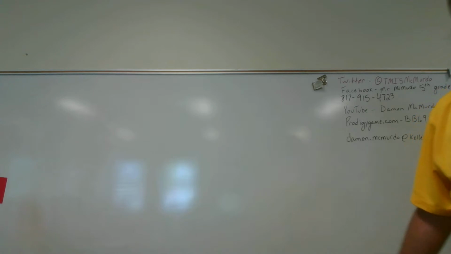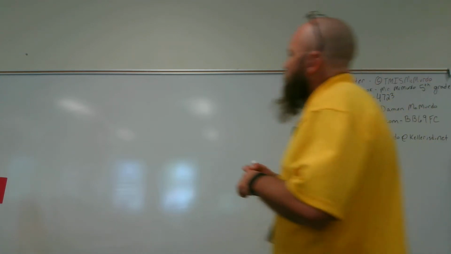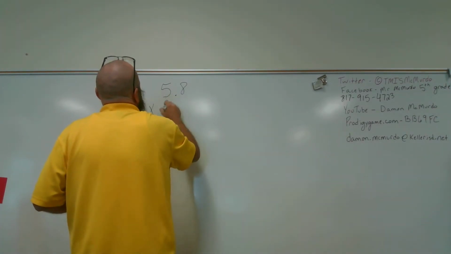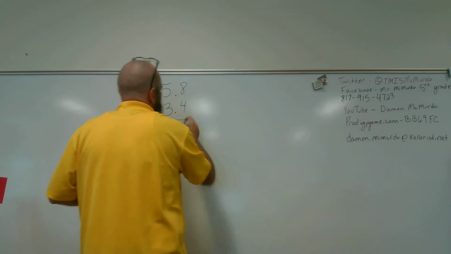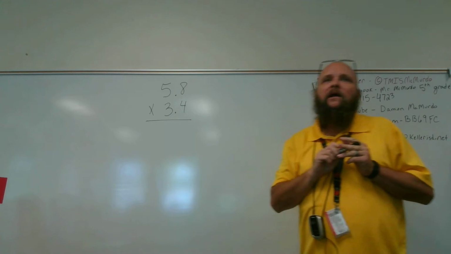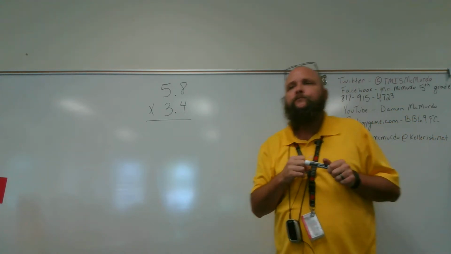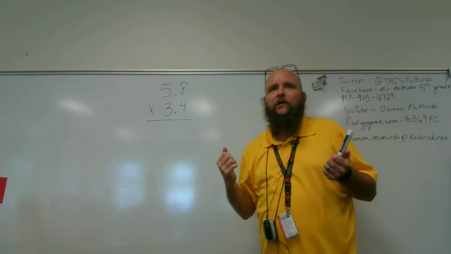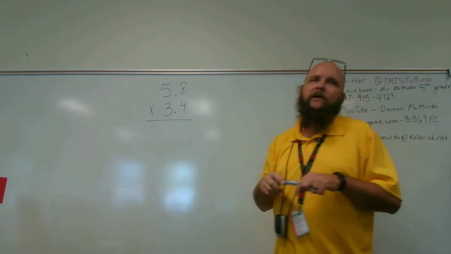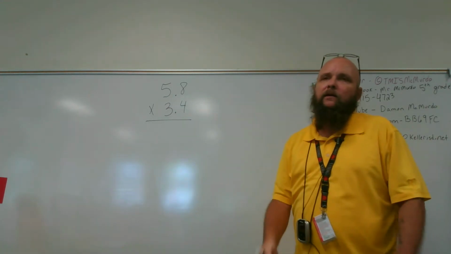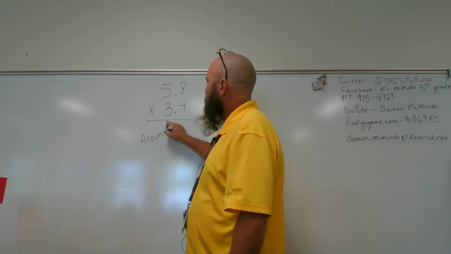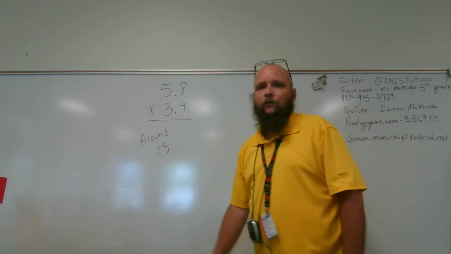Let's do 5 8/10 times 3 4/10. So I need to find the product of 5 8/10 and 3 4/10. Again, I'm going to get my estimate first. And if I just estimate looking at what's in front of the decimal point, 5 times 3, my answer needs to be around 15. Around 15.